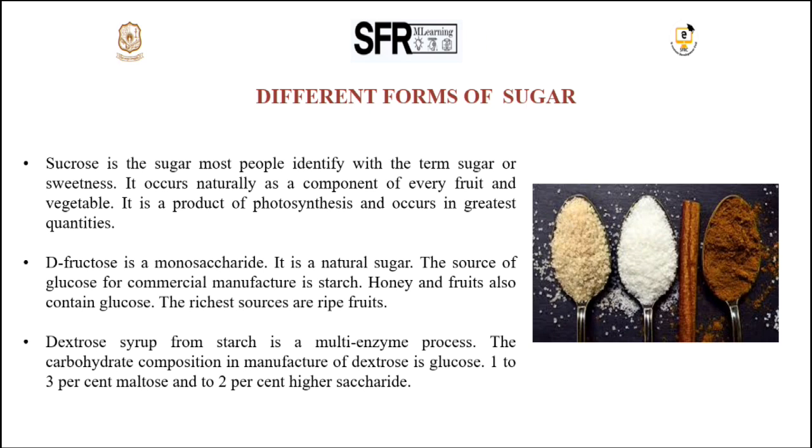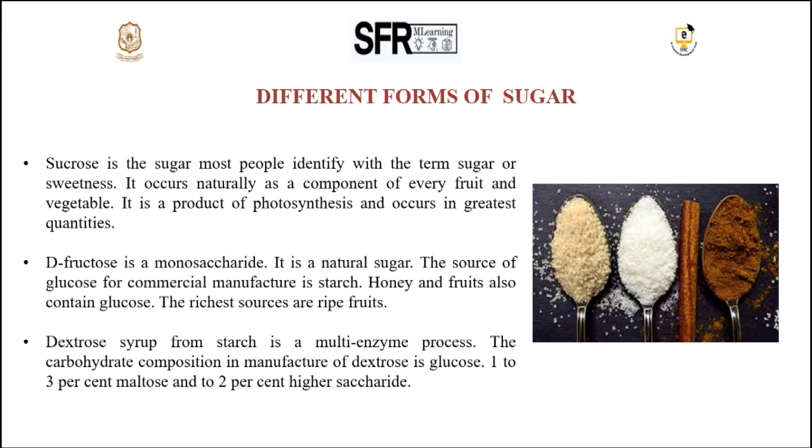And the third form is dextrose. Dextrose is a syrup and a monosaccharide, made from starch through a multi-enzyme process. In the carbohydrate composition of manufactured dextrose, there is glucose, 1 to 3% maltose and 2% higher saccharides, which means sugar is present in this kind of dextrose syrup.